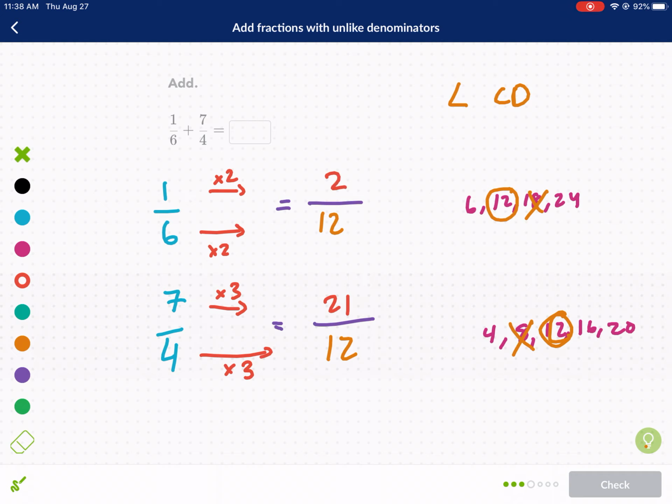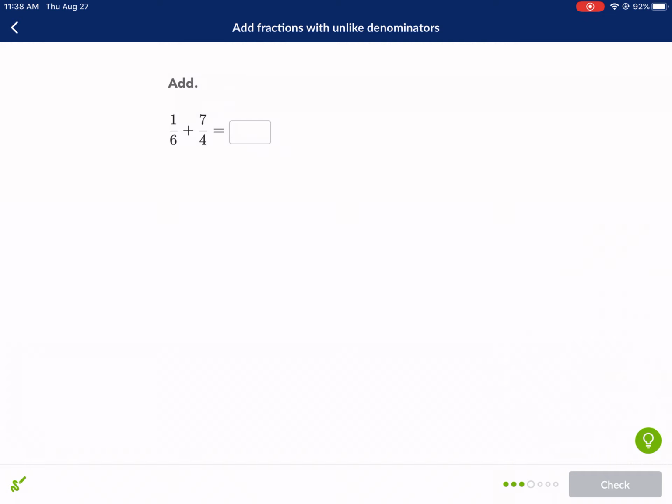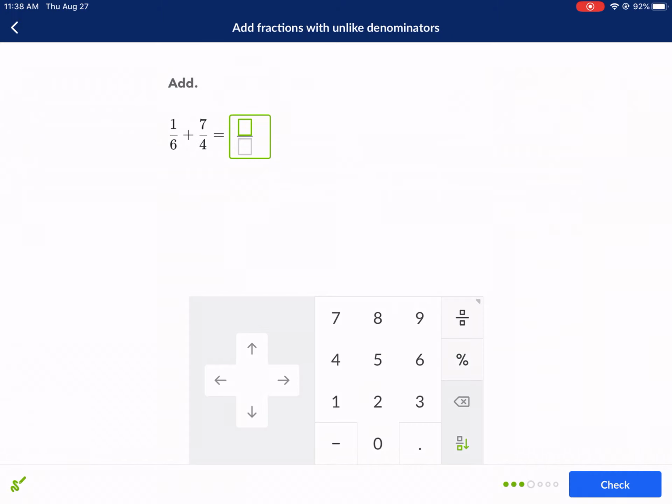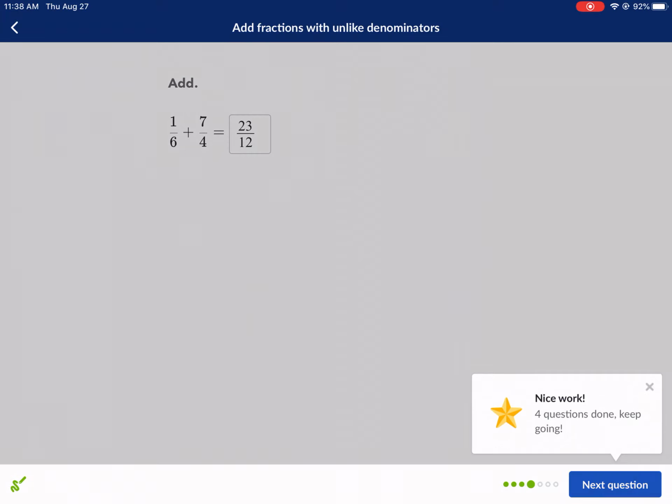So I have 2 over 12, and then plus 21 over 12. 2 over 12 plus 21 over 12, and I get 23. Keep the denominator the same. 23 over 12. That's my answer. 23 over 12. All right.